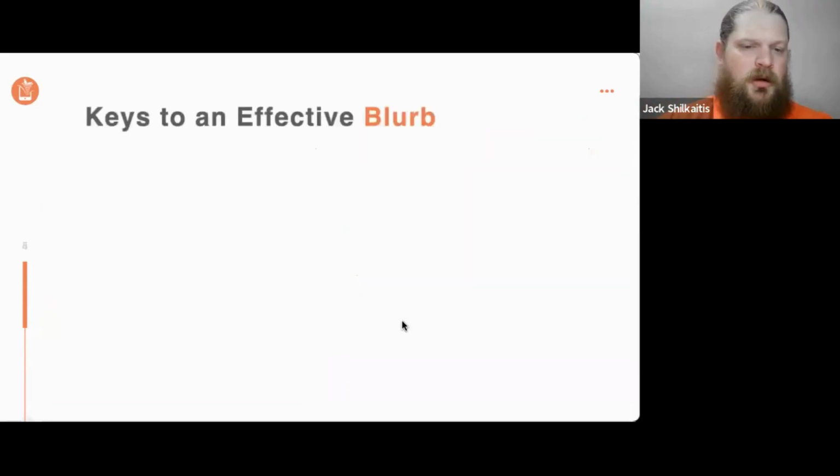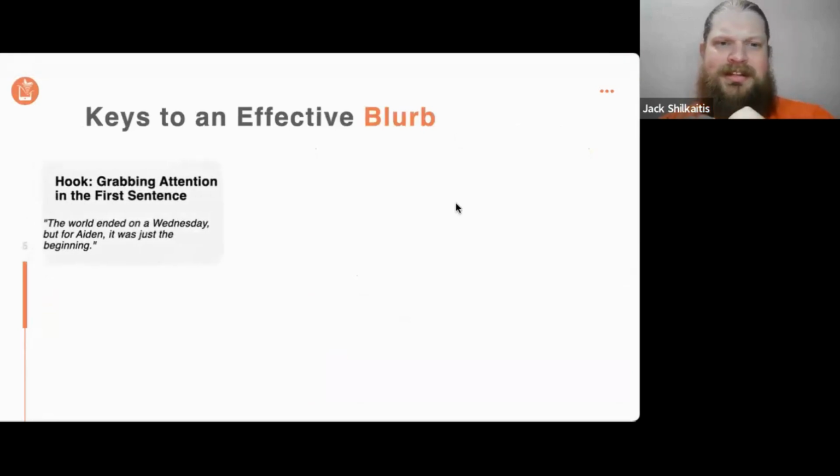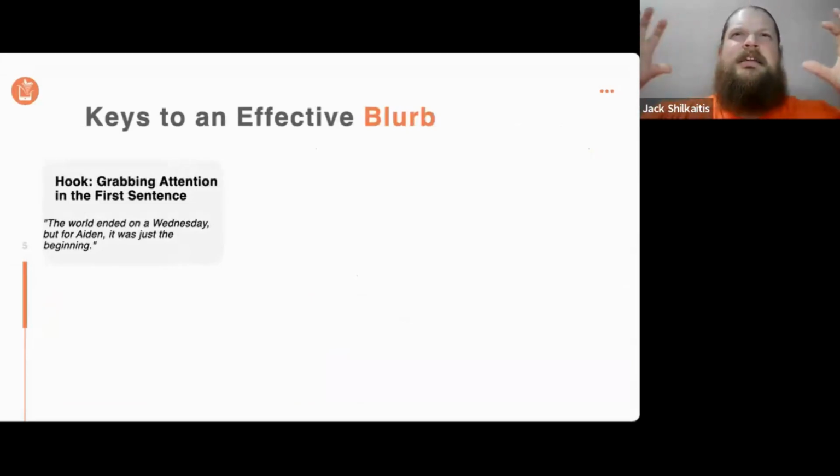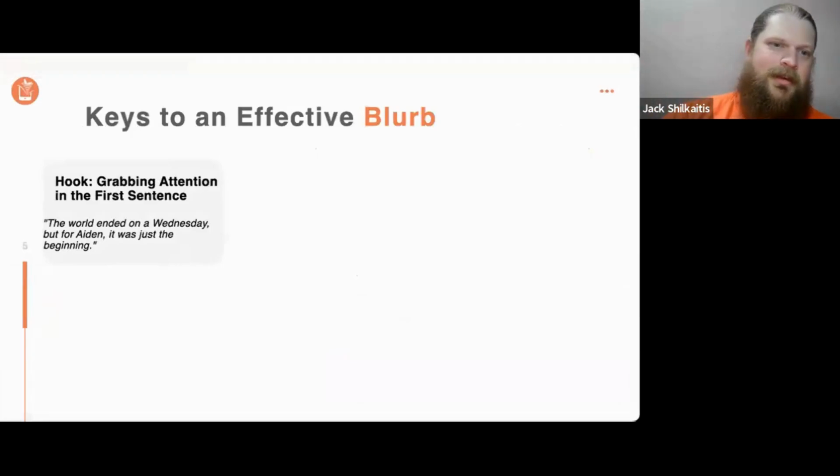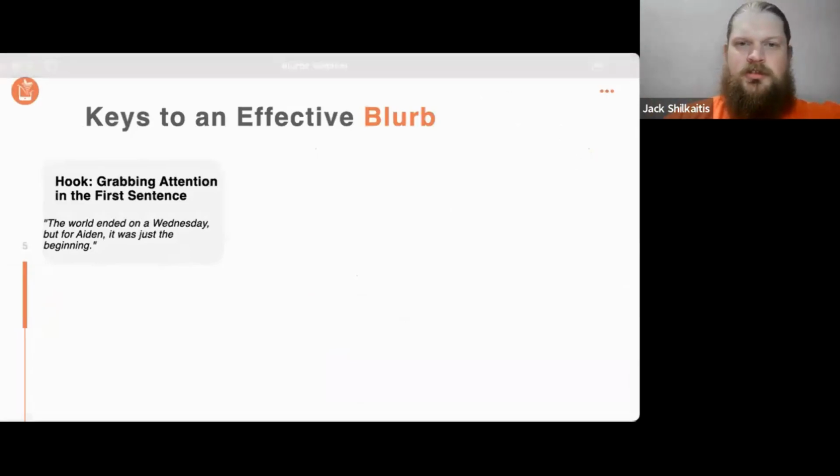So a few keys here, and with each of these, I have a constructed example. So the hook, right? We're kind of talking about almost the anatomy of a blurb here. So the hook, you're grabbing their attention in the first sentence. So here I have an example. The world ended on a Wednesday, right? But for Aiden, it was just the beginning. Well, okay, that's one way that you could construct a hook.